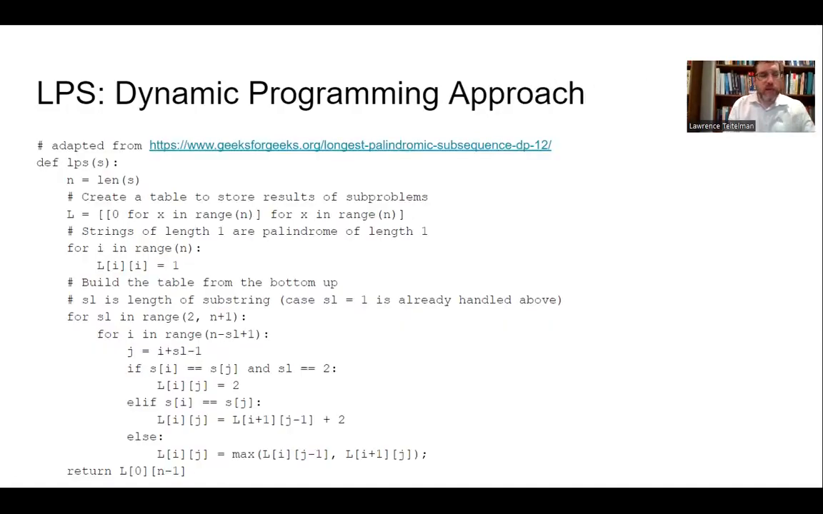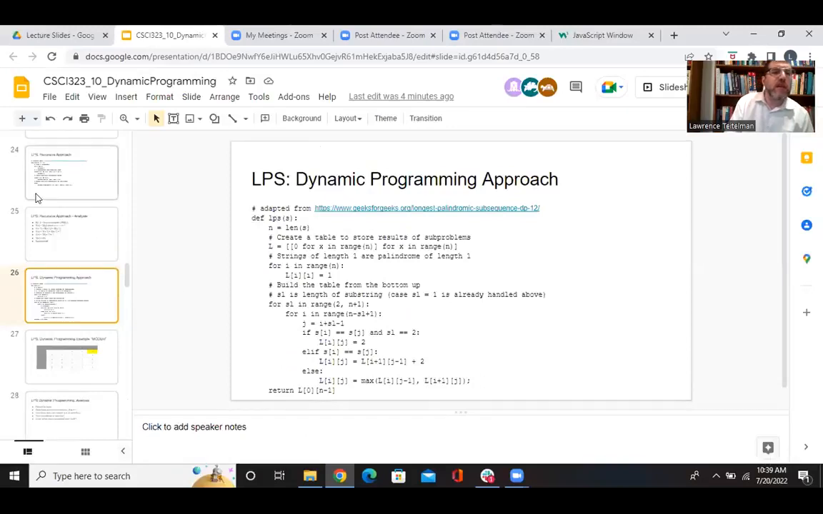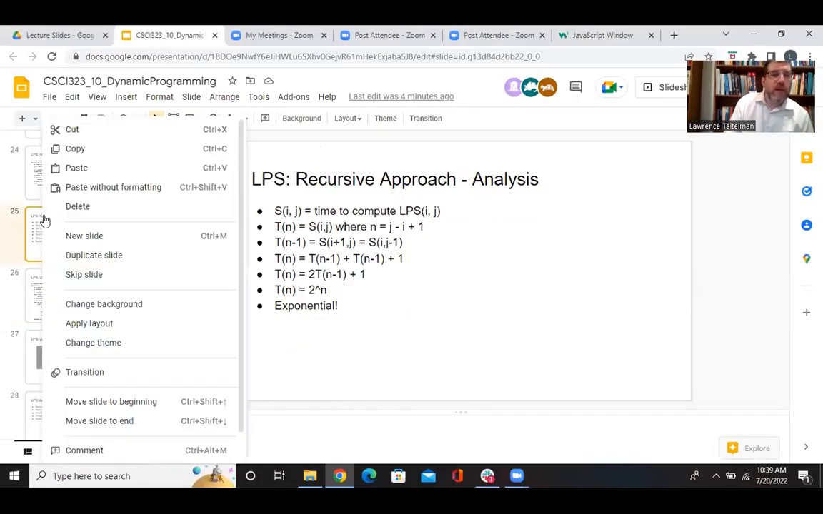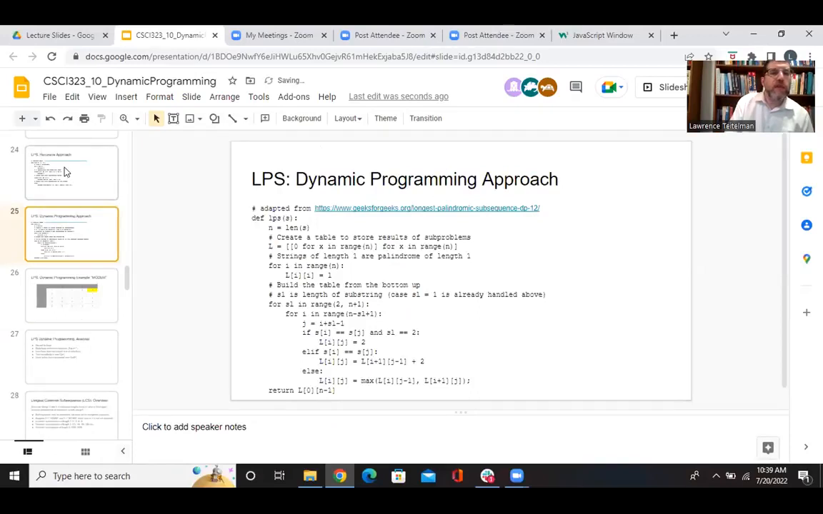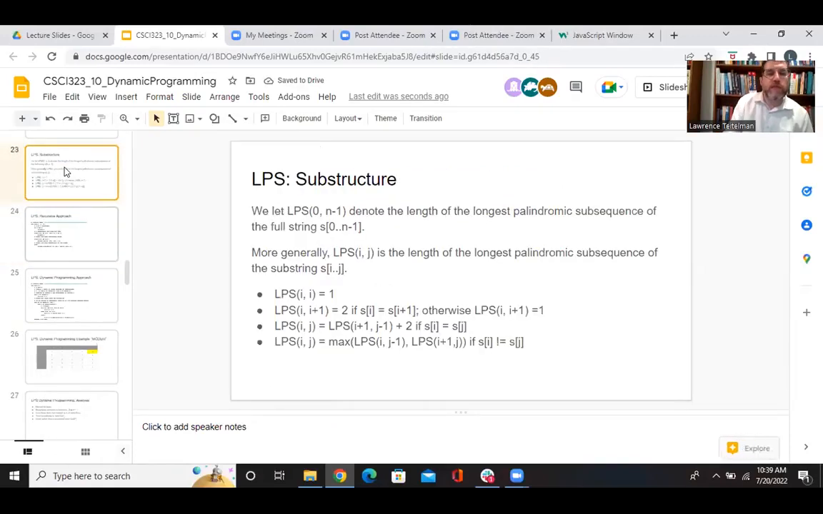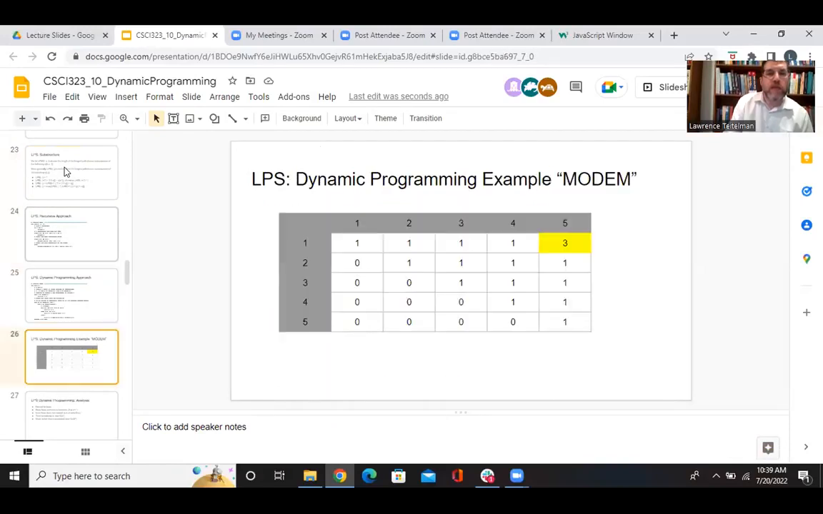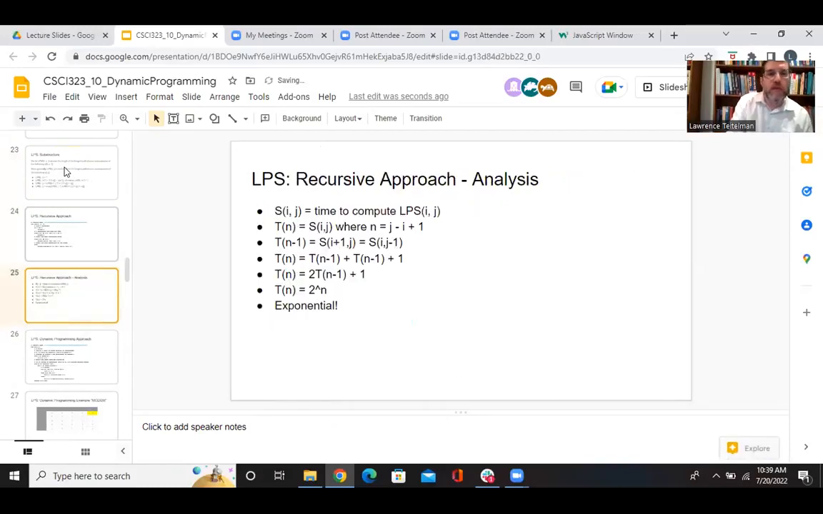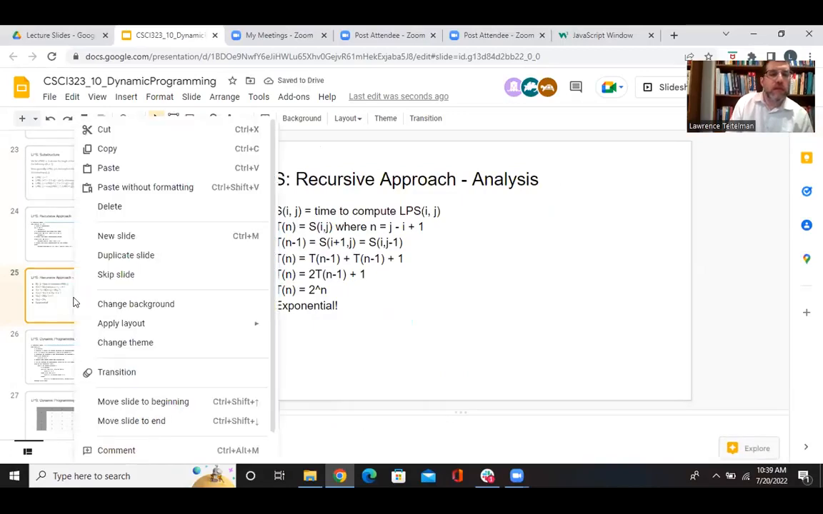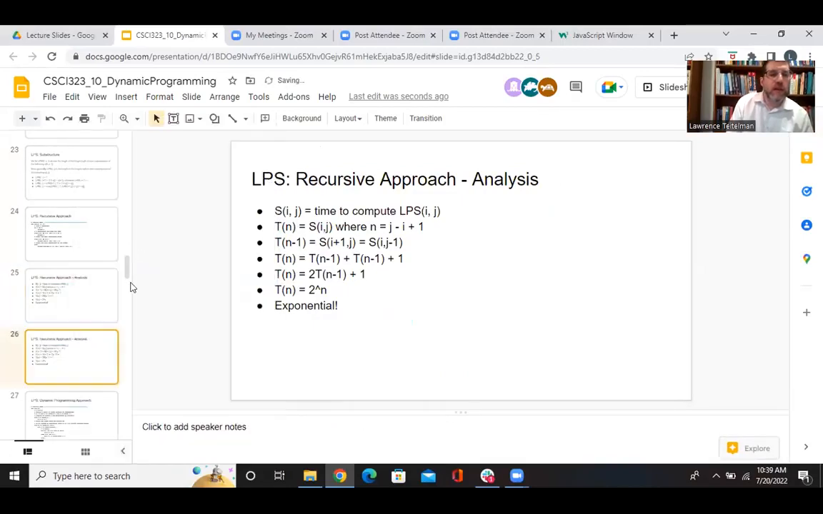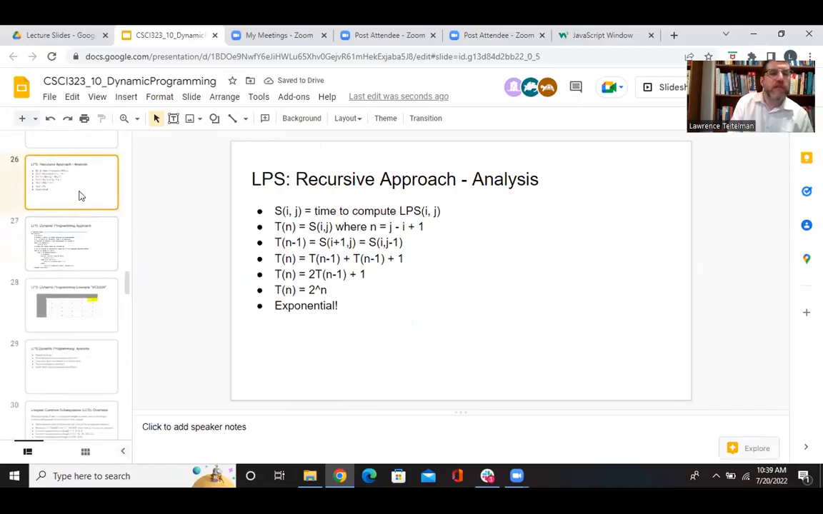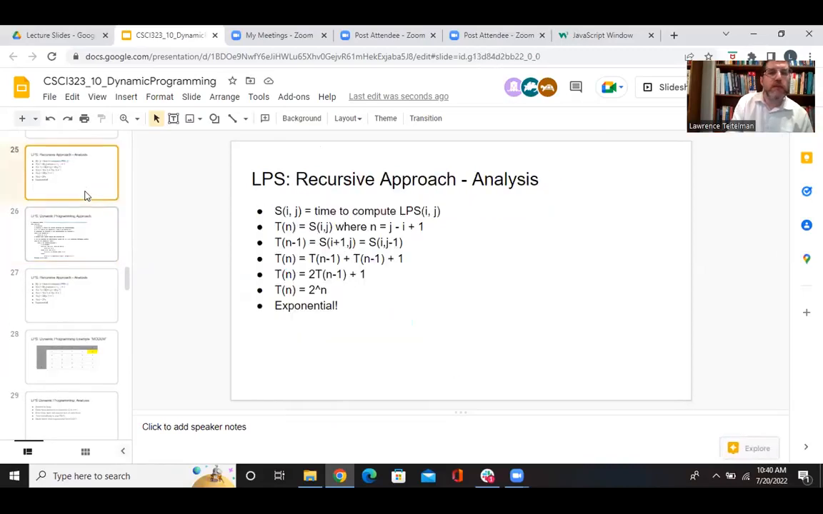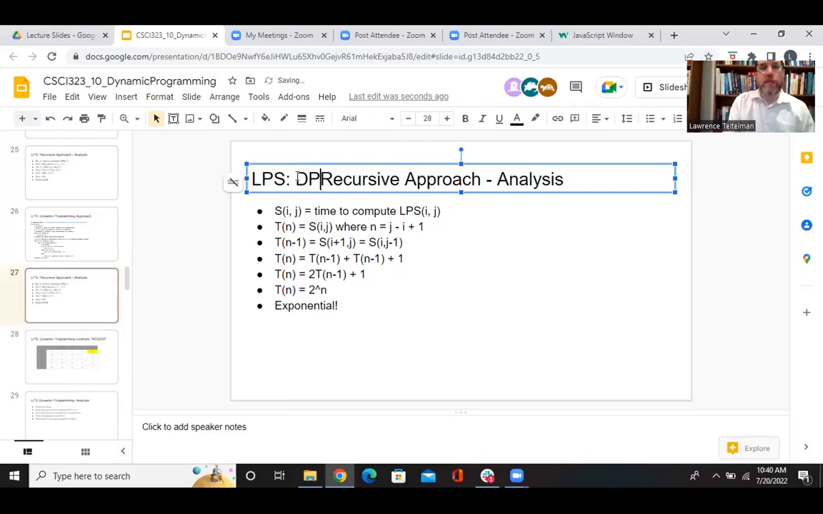And maybe let's do an analysis slide here. So let me copy that slide. Did it get duplicated already? Did I lose it? Okay, I'm going to delete, duplicate that slide. Okay, let's just make sure I still have the other one before I start changing it. So there's my recursive approach analysis. Okay, I have my dynamic programming approach.